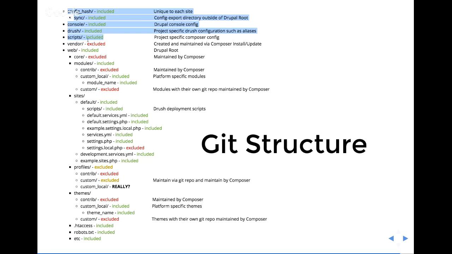Scripts. This is the folder where the scripts I mentioned earlier, as far as automating the deploy process, get stored. Your vendor directory. This is where all of your dependencies, your Symfony, your PHP dependencies get stored. You don't want to include this. Composer manages that. You don't need to include it.